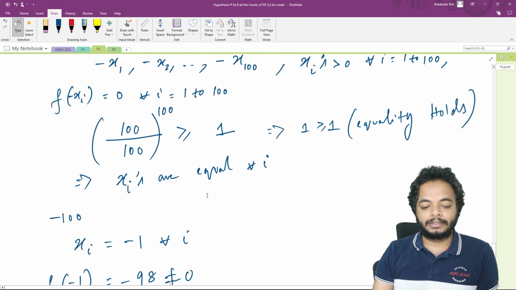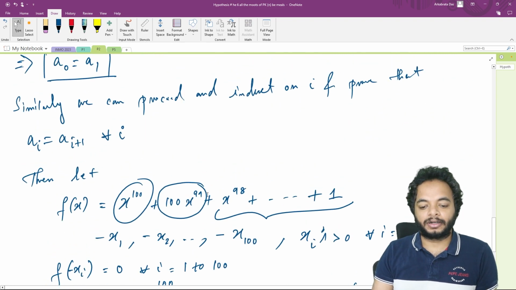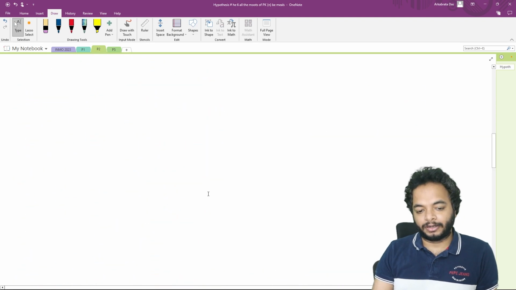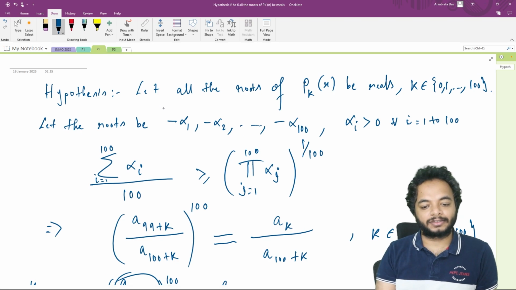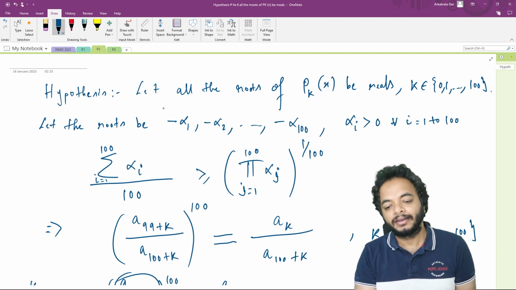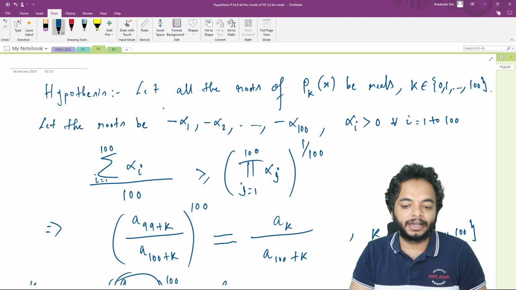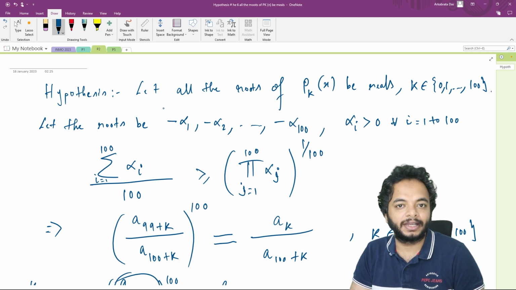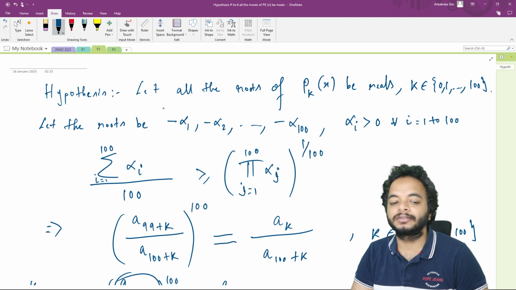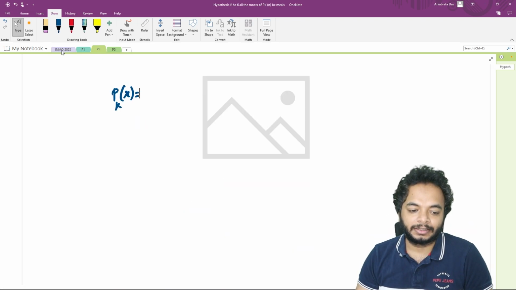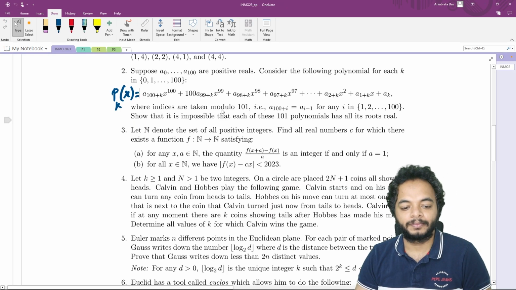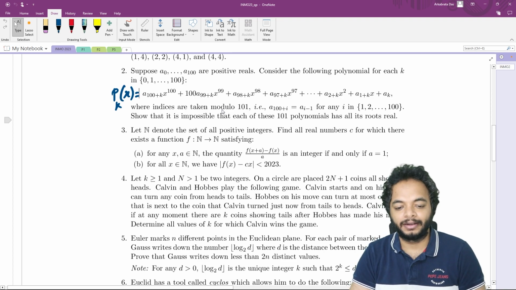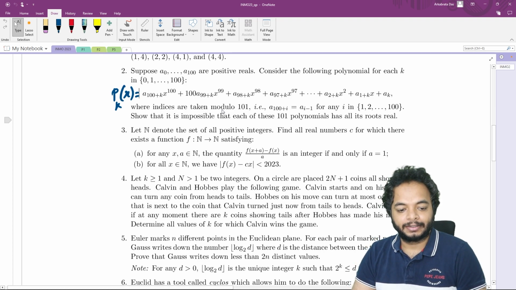Okay, and so that's a contradiction to our hypothesis. That is, all the roots of pk(x) are real for k belonging to 0 to 100. Since our hypothesis is wrong, we have proved that all the roots of pk cannot be real. And yeah, so that brings us to the end of this problem.